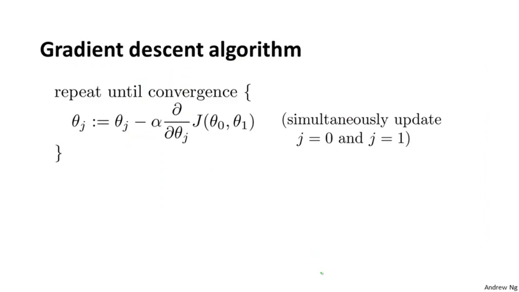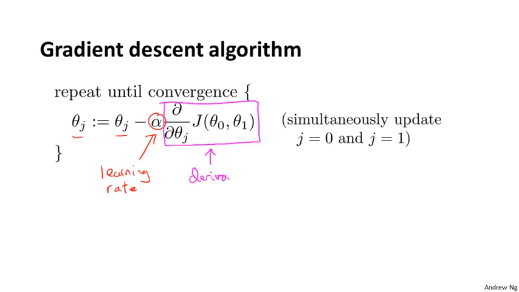Here's the gradient descent algorithm that we saw last time. And just to remind you, this term alpha is called the learning rate, and it controls how big a step we take when updating my parameter theta j. And this second term here is the derivative term. What I want to do in this video is give you better intuition about what each of these two terms is doing and why, when put together, this entire update makes sense.